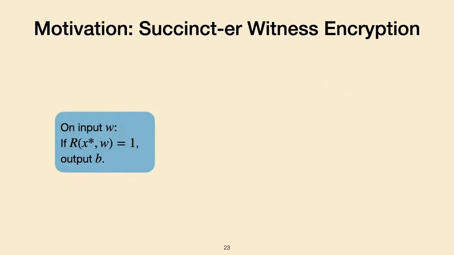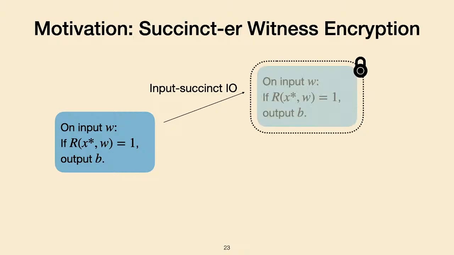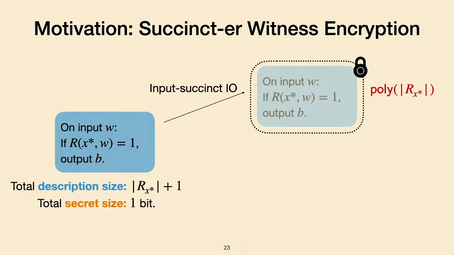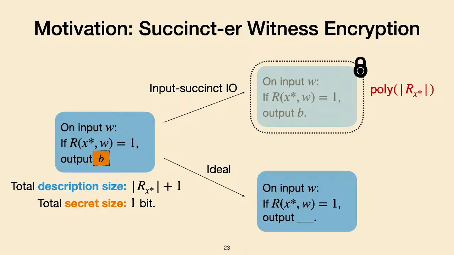So the motivation for this is, again, I'm going to start with witness encryption and say I want succinct witness encryption. So what do I mean? Even if I had input succinct I/O, if I obfuscated it, this will grow with the size of the description of this machine, which grows with the relation circuit and the statement X star. But if you think about witness encryption, the amount of things that you're trying to hide is very small. It's just 1 bit, right? So maybe you could have a different way of doing it where I let this program be public, cut out the secret that I actually care about hiding, and obfuscate the secret separately.